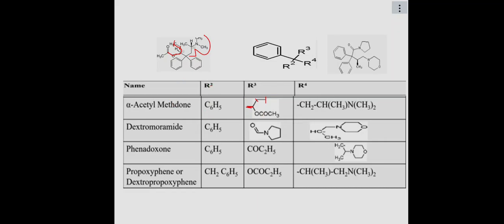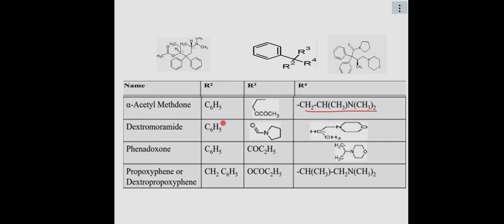We are going to come across it later. But for us to get that compound, we are acetylating the alcohol of methadone. If you acetylate the alcohol of methadone, you get alpha acetyl methadone. Again, if you look at this, the group is as found in methadone.